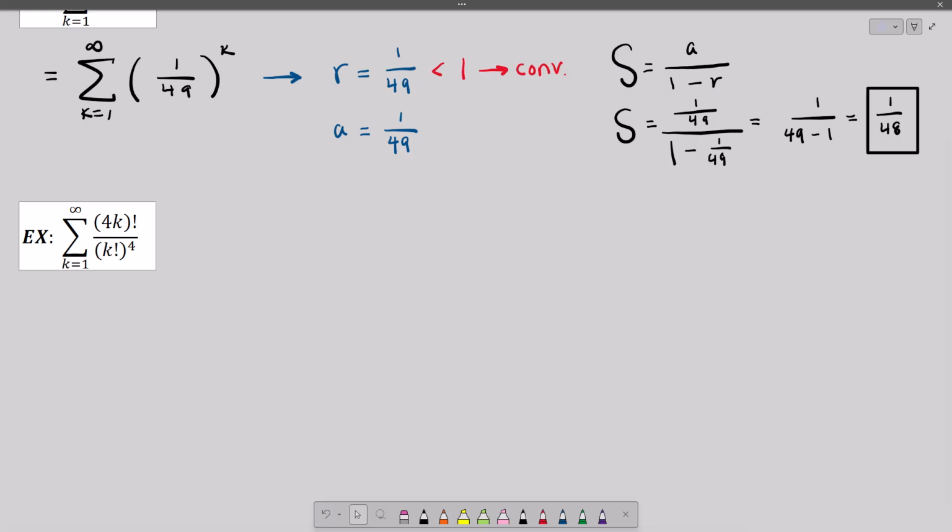Second series here, it's not a special series. We have the 4 specials. It's not a P series, it's not a geometric series, it's not a telescoping series, and it's not an alternating series. So it's not one of those 4 special ones. But we do see something in here that triggers a specific test, which is?